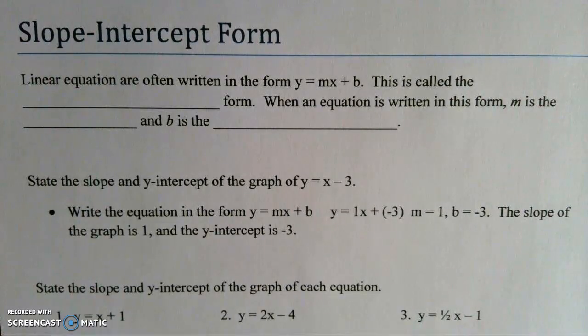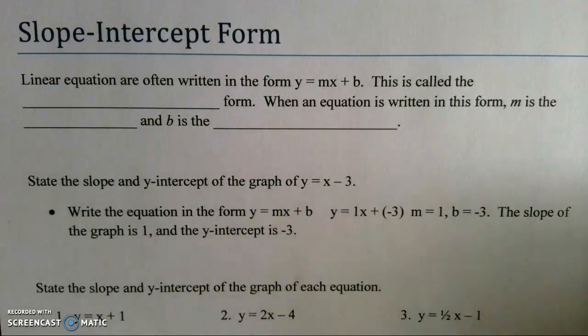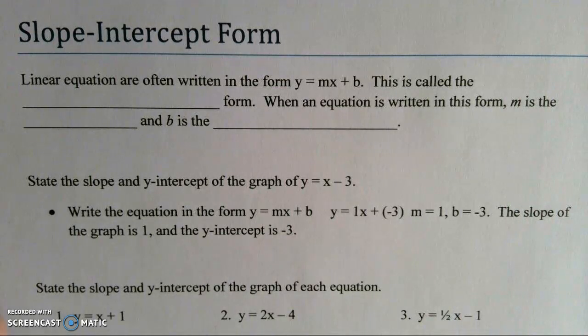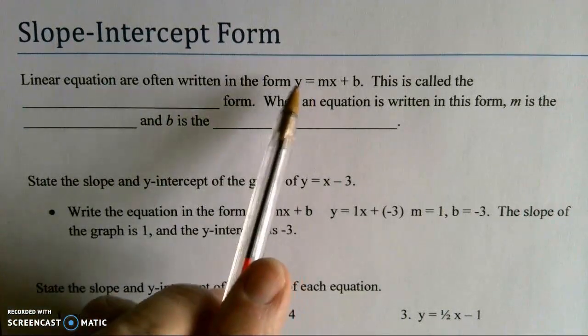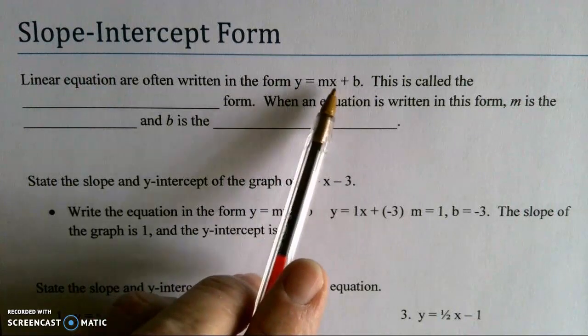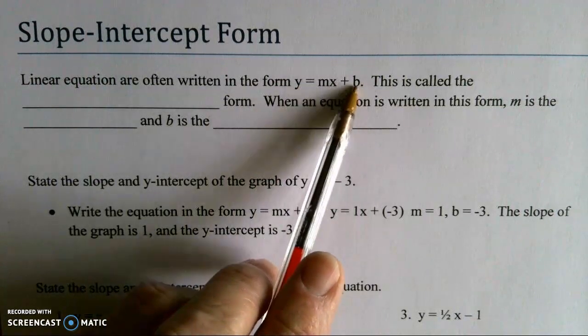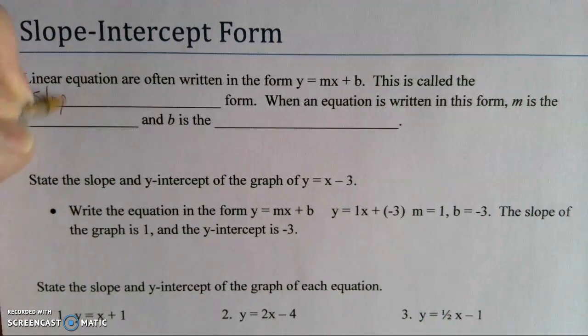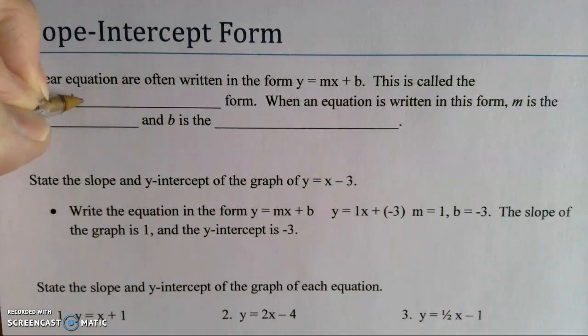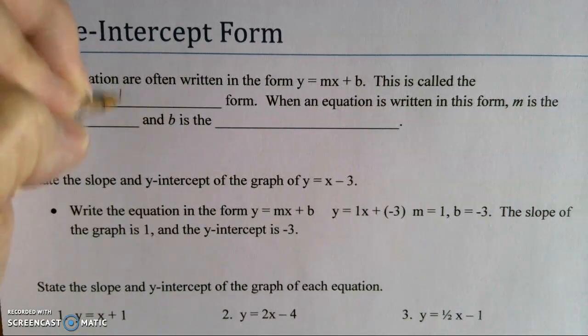Hi everyone. Today we're going to continue our discussion of slope, and we're going to look at the equation that we use to find the slope. Linear equations are often written in the form of y equals m times x plus b. This is called the slope-intercept form.